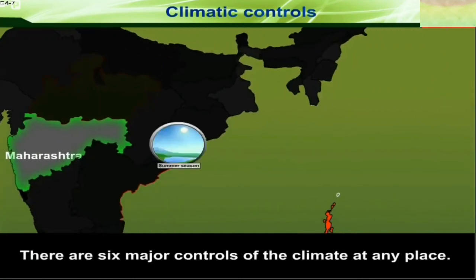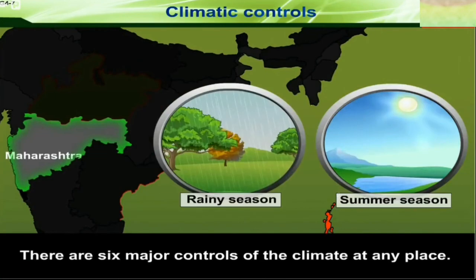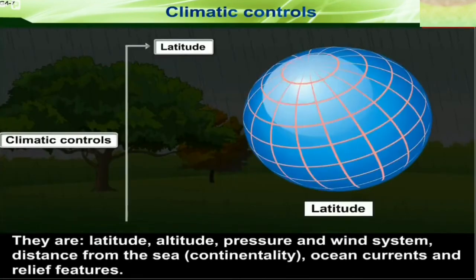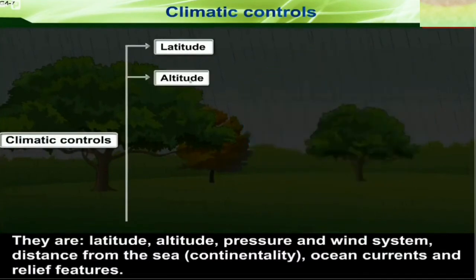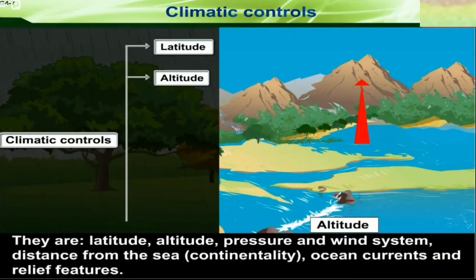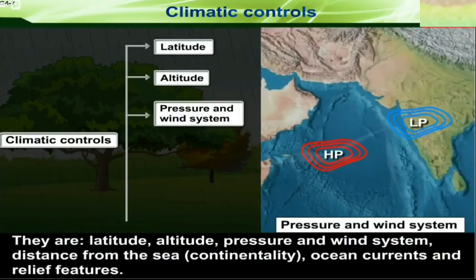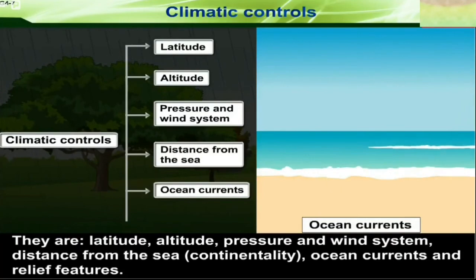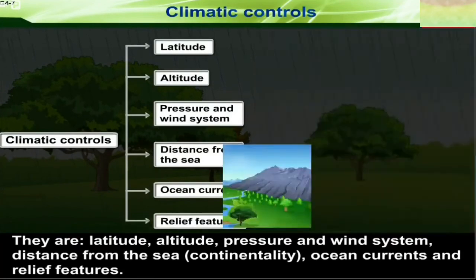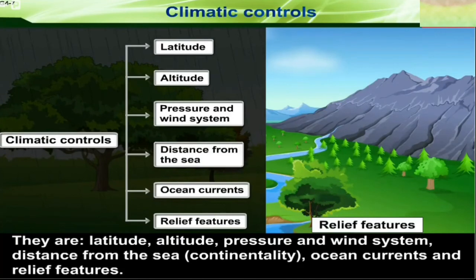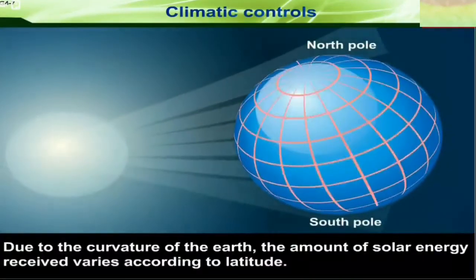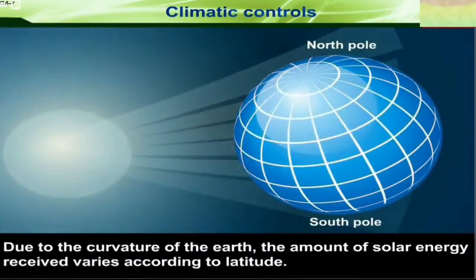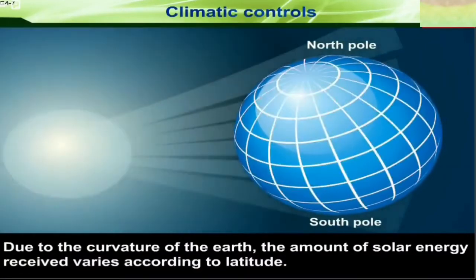Climatic controls. There are six major controls of the climate at any place. They are latitude, altitude, pressure and wind system, distance from the sea, that is continentality, ocean currents, and relief features.